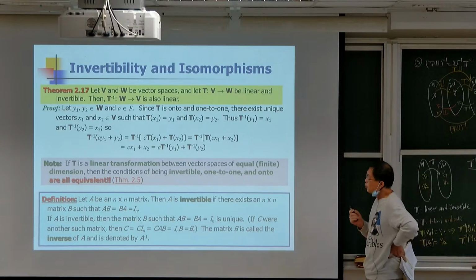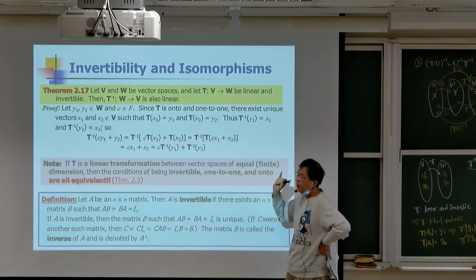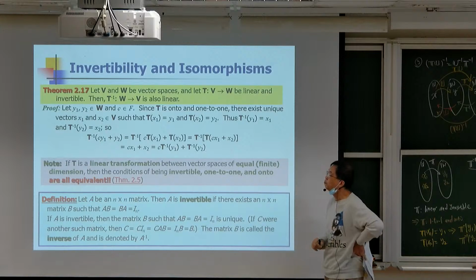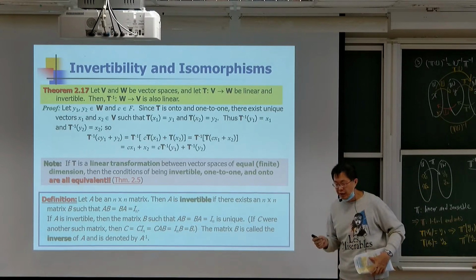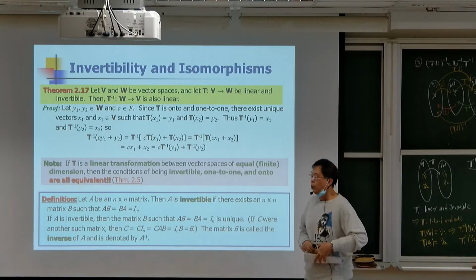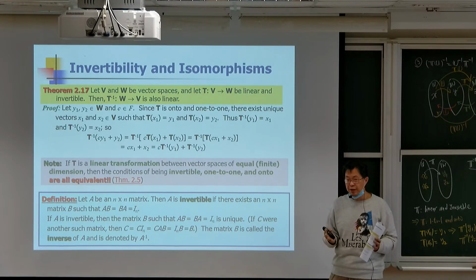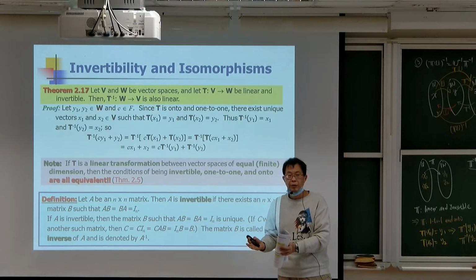Okay, but the most important thing is that this transformation should be invertible. If it's invertible, then it implies one-to-one and onto, and also equal dimension. And then we define the matrix. Because from this course, how we follow that we have the transformation first. Then because of the transformation, we have the matrix representation.